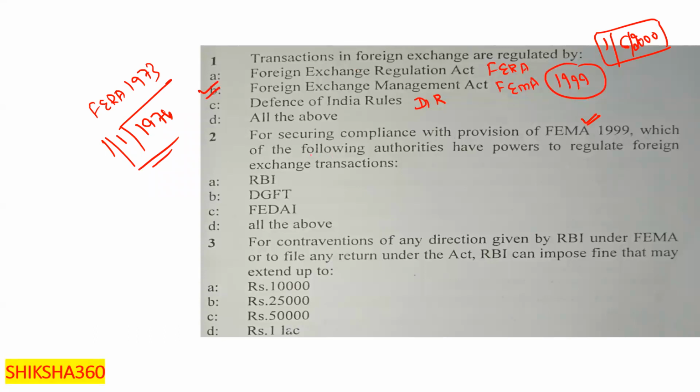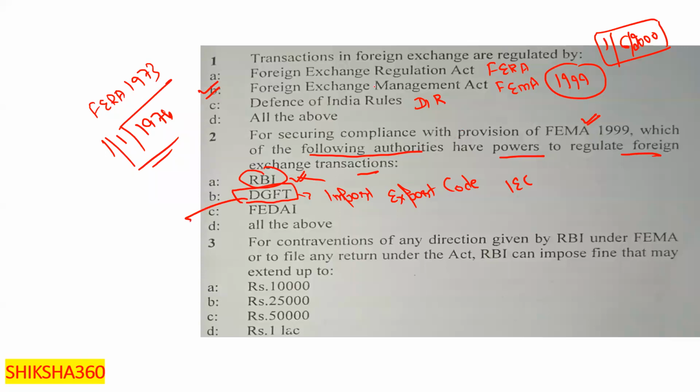Second question: for securing compliance with the provisions of FEMA 1999, which of the following authorities has the power to regulate foreign exchange transactions: RBI, DGFT, FPDII, all? Here the powers are under the RBI. DGFT is a different institution which issues guidelines regarding import and export, and the IEC, Import Export Code, is also given by the DGFT. DGFT works under the Ministry of Commerce and Industry, clear?